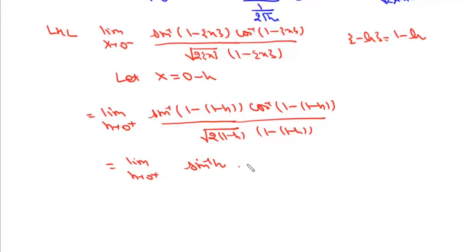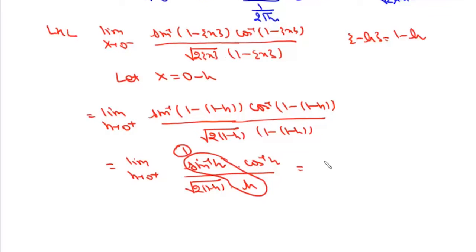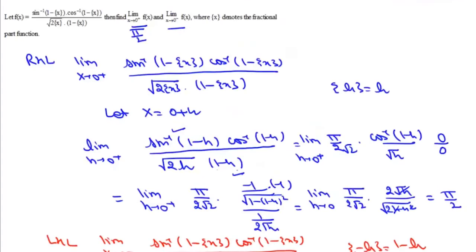which is this limit h tends to 0 positive, sine inverse h into cos inverse h upon root 2 1 minus h and then h. Now sin inverse h upon h is 1. Cos inverse 0 is pi by 2 and this is root 2. So its left hand limit will be pi upon 2 root 2. So for this function, left hand limit is pi upon 2 root 2. Now since left hand limit and right hand limit are not equal, this limit does not exist at x equals 0.